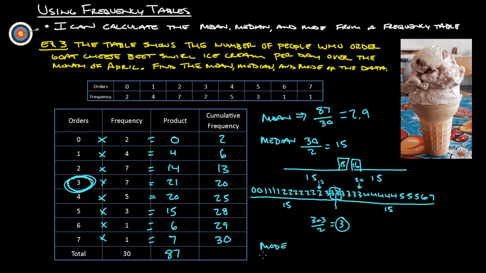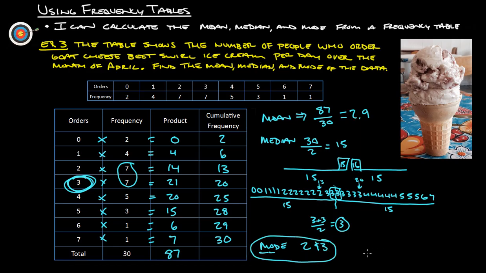Mode. Remember, mode is the one that happens most often. Which ones happen the most often? The highest frequency. We have two 7s here, so both 2 and 3. So it's called bimodal. 2 and 3 are the modes.